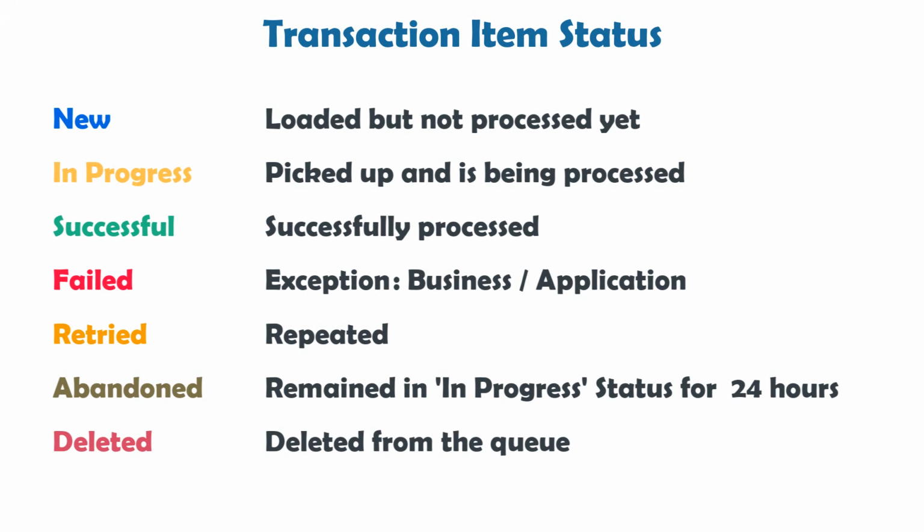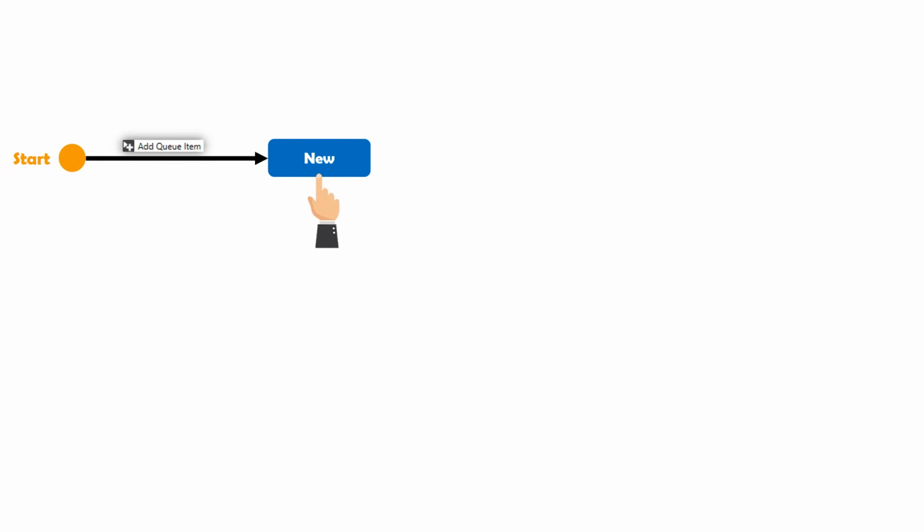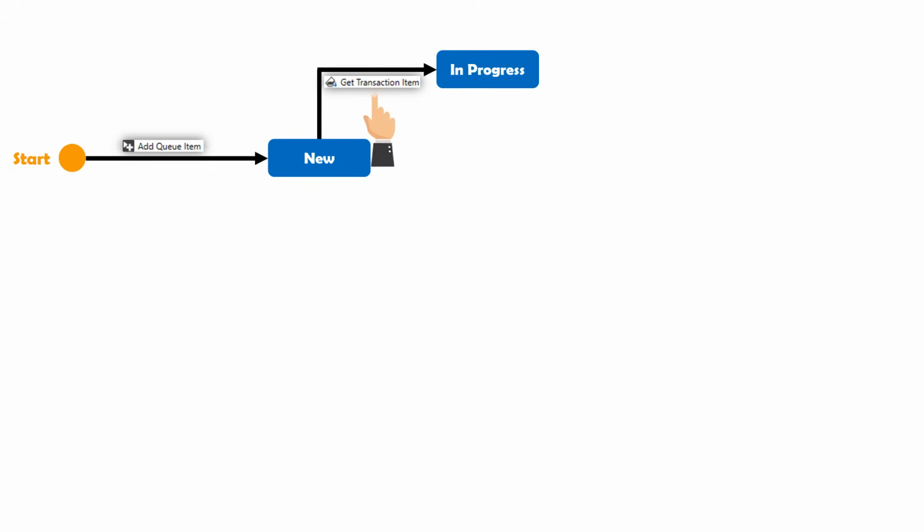Let me now explain to you what the life cycle of a transaction item looks like using an illustration. We start by adding an item to the queue using the Add Queue Item activity. The item gets the status New. Then we want to fetch the item from the queue and process it. We do this using the Get Transaction Item activity. The item gets the status In Progress.